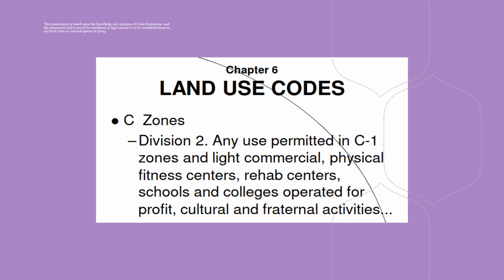Commercial and commercial residential zones. Division 2 includes such uses as those for group care facilities, physical fitness centers, religious, cultural, and fraternal activities, rehabilitation centers, and schools and colleges operated for profit.